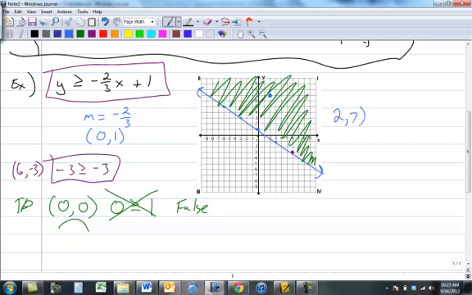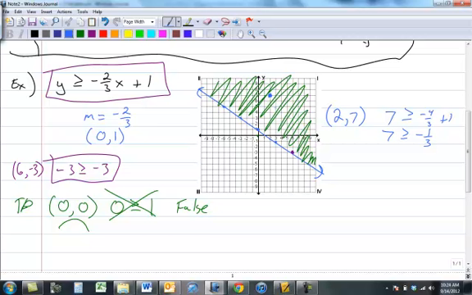Let me show you that 2, 7 is indeed a solution. If we were to plug 2, 7 into the inequality here, we would have 7 is greater than or equal to negative 2/3 times 2, our x-coordinate, which is negative 4/3, plus 1. So this would be 7 is greater than or equal to negative 1/3. Is that a true statement? Yes. Any point on the other side of this line is a solution to this inequality.